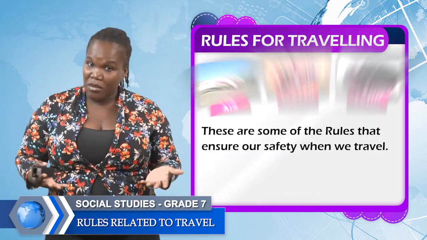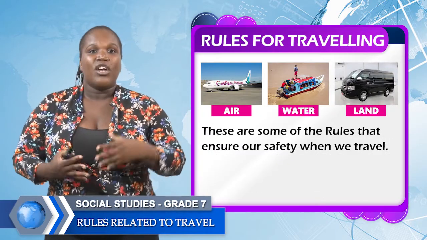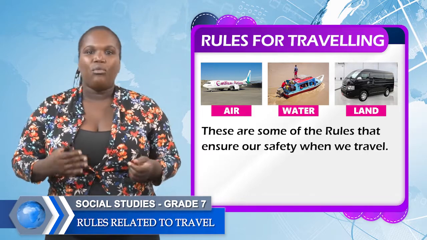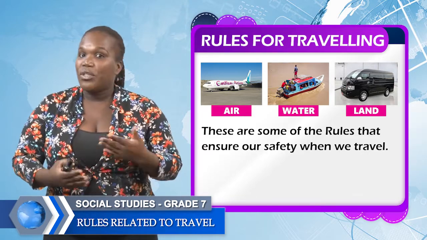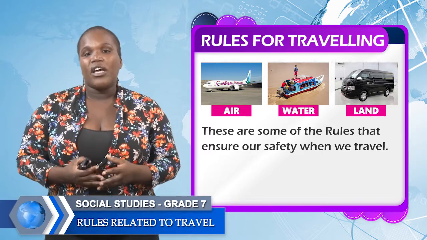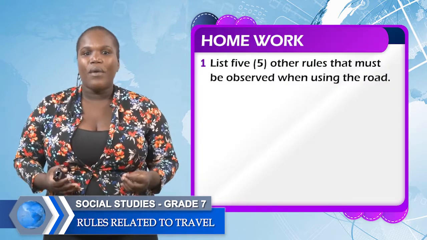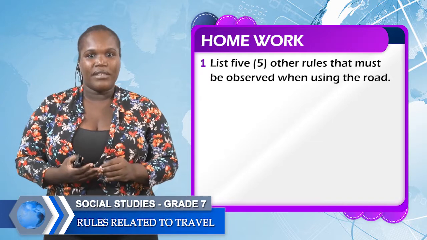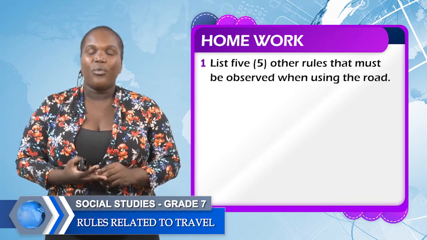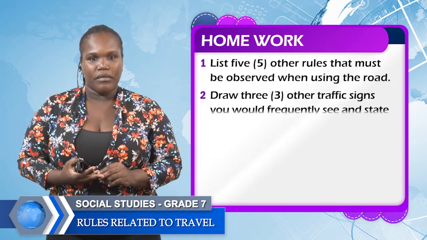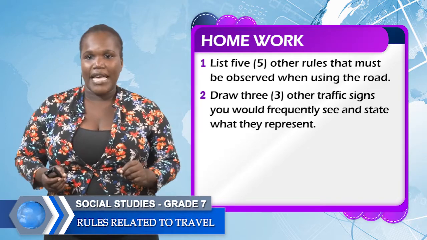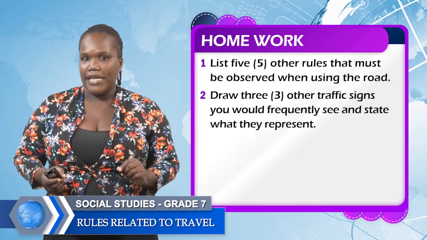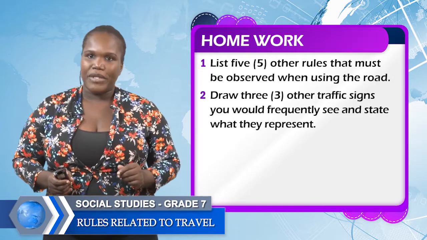Now, these are some of the rules that govern when we travel by air, water, or land. There are others, and in your research, you'll come across those. Now, for our homework, you are required to list 5 rules that must be observed when using the road. Finally, you're required to draw 3 traffic signs you would frequently see and state what they represent.